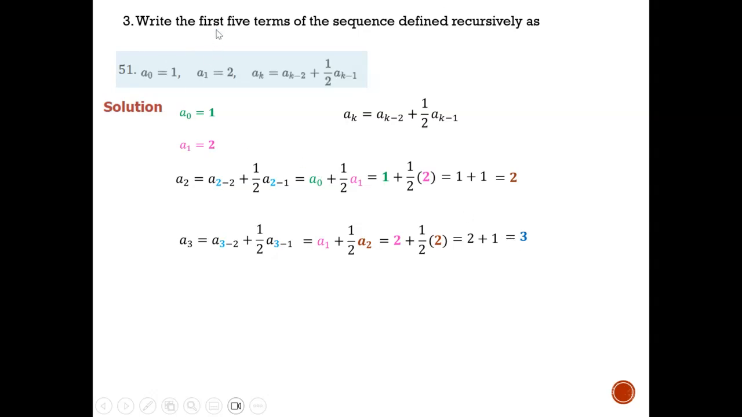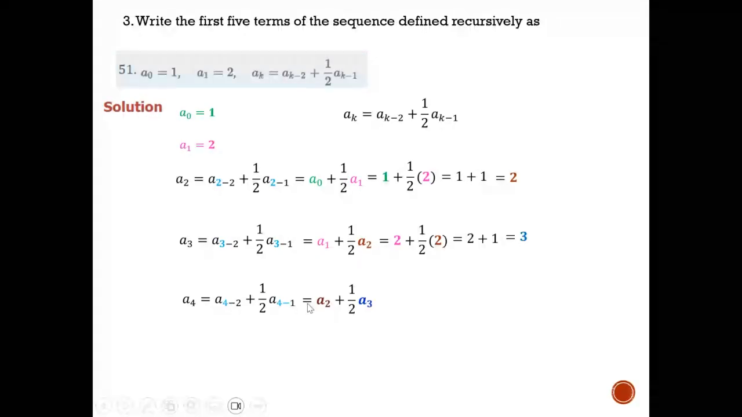If we notice, they want us to do the first 5 terms. So we already got the first one, the second one, the third one, and the fourth one. Now we need the last term, so I'm going to do A4. Again, for A4, I'm going to plug in 4 for the K's. So 4 minus 2 is going to give us 2, A2.